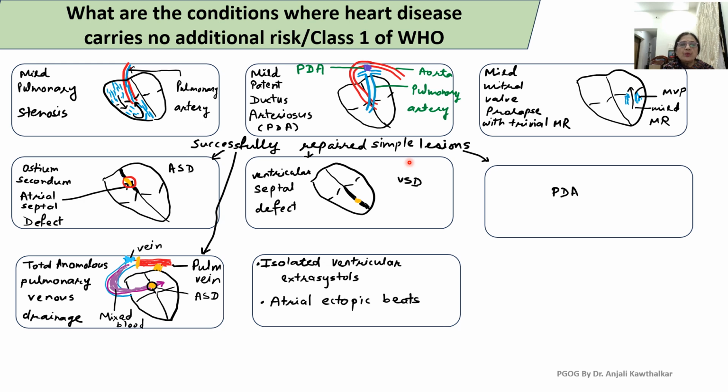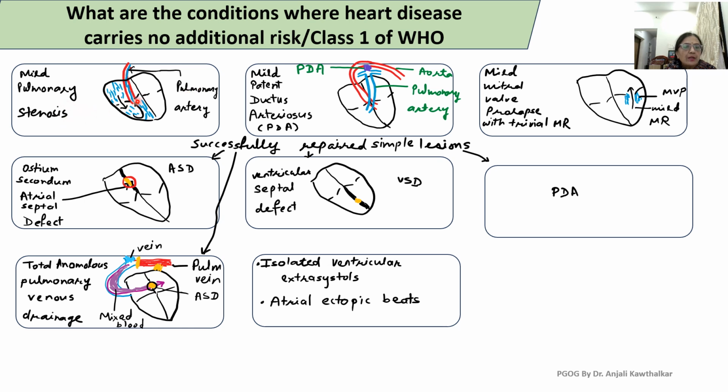Now the next part of this modified WHO classification is class 1. So what are the conditions where heart disease carries no additional risk? The risk is the same as in a woman without heart disease, in other words. So that is class 1. If you are asked what are the conditions where the risk to the mother or the baby both is the same as the woman without heart disease, your answer is class 1 of the WHO classification.